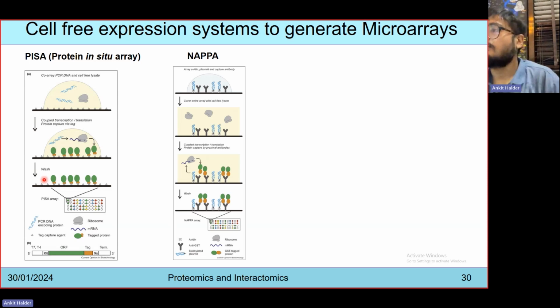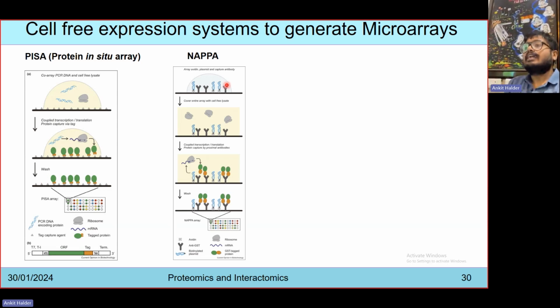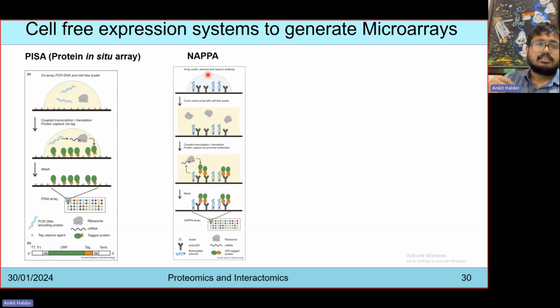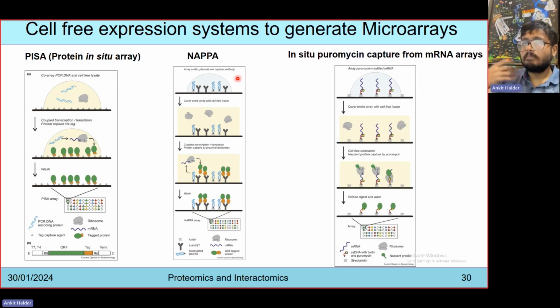Similarly, there is NAPPA, the nucleic acid programmable protein array. You get the array, avidin, plasmid, and the capture antibody. From the plasmid, you are covering the entire array with the cell-free lysate system, which contains the anti-GST, the GST-tagged protein, and ribosome and the cell lysates, and you are getting those particular proteins out of it. The major thing is what starting material you are taking. For example, in PISA, the protein in situ array, we are taking the PCR DNA products. Here you are taking the plasmid.